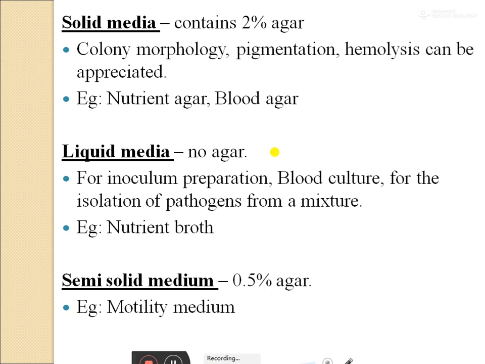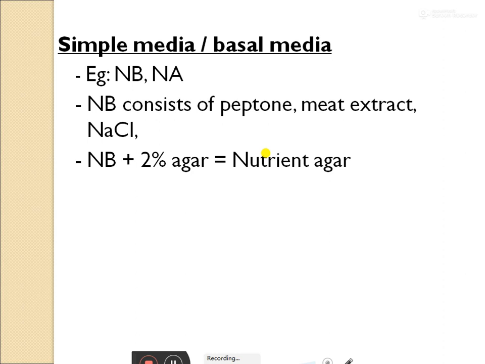The semi-solid media contain a less proportion of agar. For example, 0.5% of agar can be used in semi-solid media, and this media can be used as a medium for motility of the microorganism. The simple media or basal media, examples are nutrient broth or nutrient agar. The nutrient broth consists of peptone, meat extract and sodium chloride. To adjust the tonicity, sodium chloride can be used. If we add agar into it, then it becomes nutrient agar. So, the basic difference between nutrient broth and nutrient agar is the presence or absence of agar.